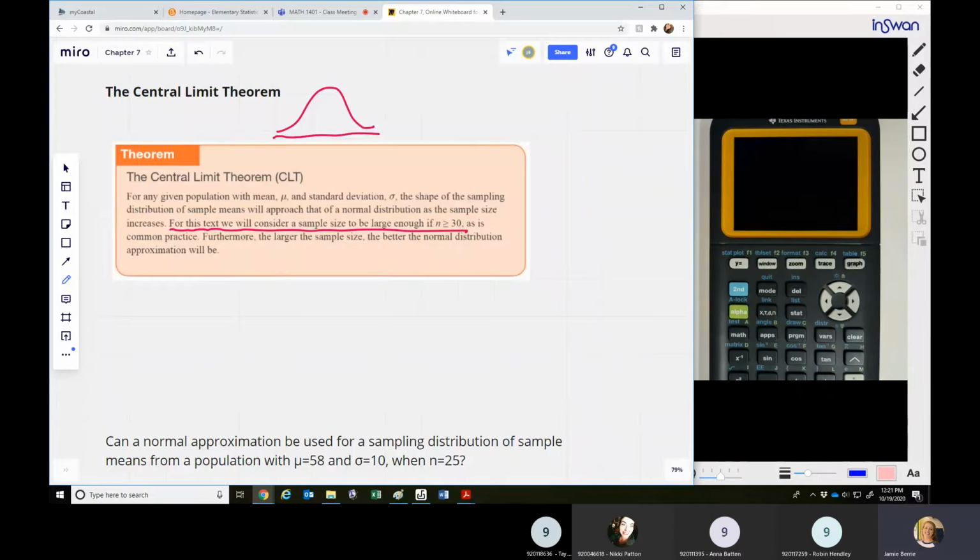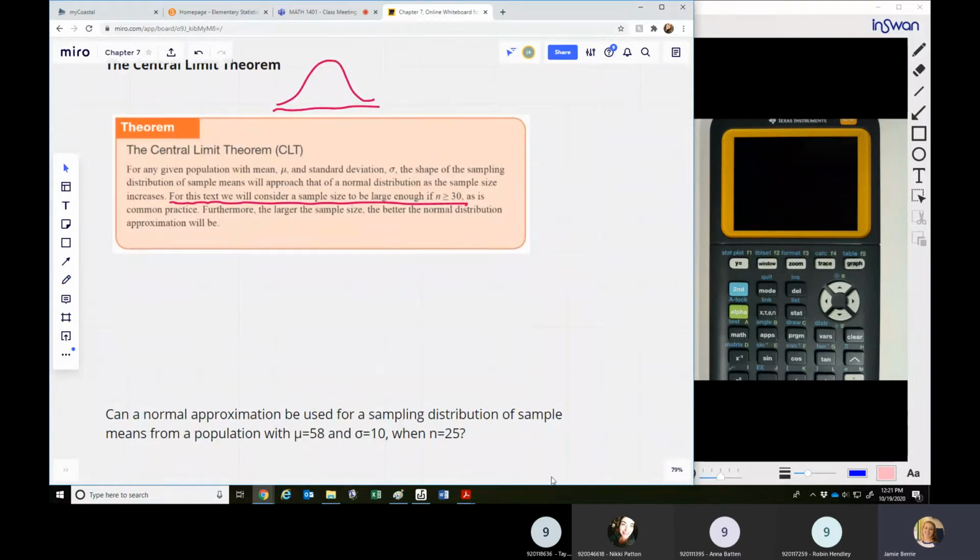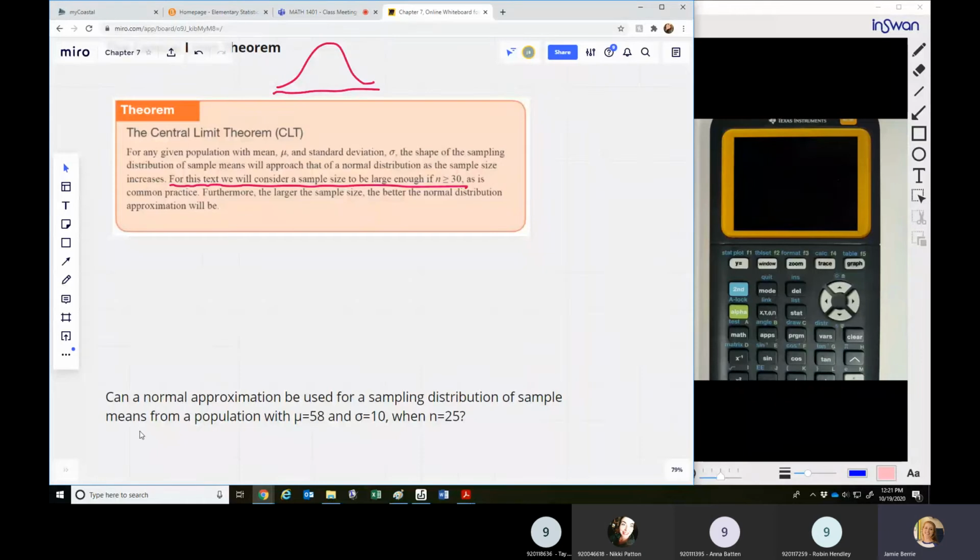Some of the questions that you will see in this section will ask you, like the one below here. I'm going to come back and talk about the central limit theorem a little bit more and why it's so important, but let me just show you what type of questions you'll see on the homework about the central limit theorem. It says, can a normal approximation be used for a sampling distribution of sample means from a population with a mean of 58, a standard deviation of 10, when the sample size n is 25?